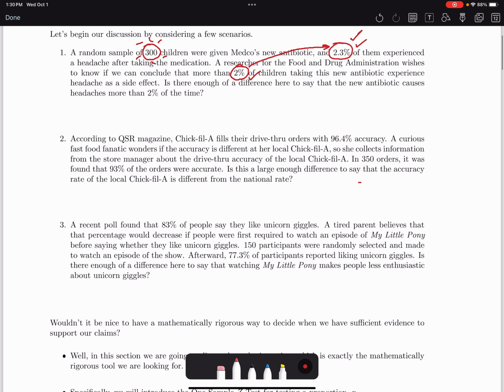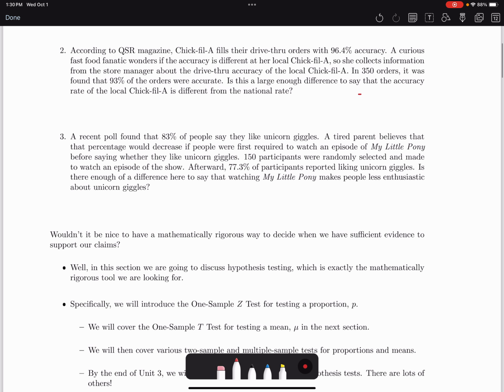Here's another example. Number 2 says, according to QSR magazine, Chick-fil-A fills their drive-thru orders with 96.4% accuracy. A curious fast food fanatic wonders if the accuracy is different at her local Chick-fil-A. So she collects information from a store manager about the drive-thru accuracy of the local Chick-fil-A. In 350 orders, it was found that 93% were accurate. Is this a large enough difference to say that the accuracy rate at the local Chick-fil-A is different from the national rate?